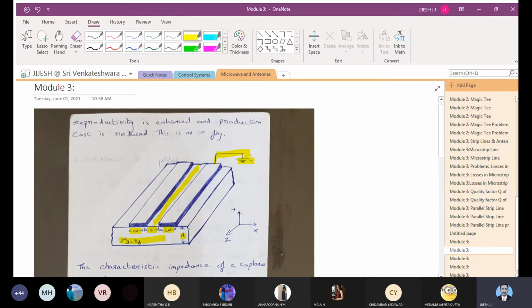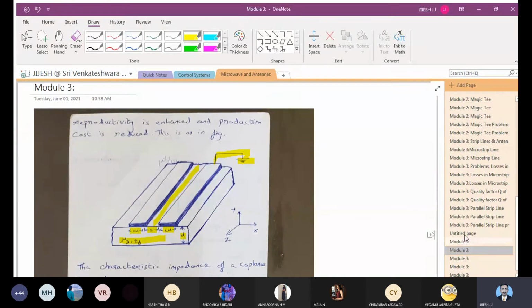So one of the strips will be grounded here. Okay, so that is what is going to take place. So this is the explanation given here. So you can just note down this.